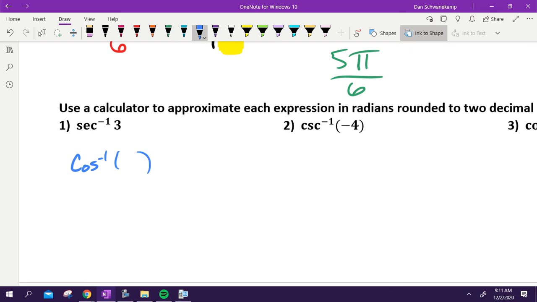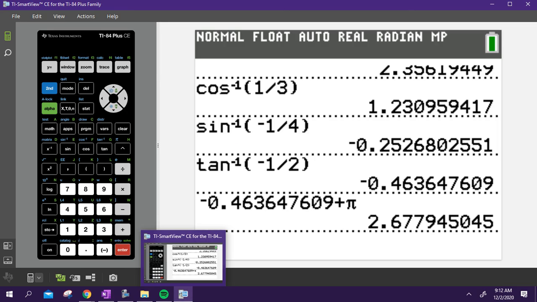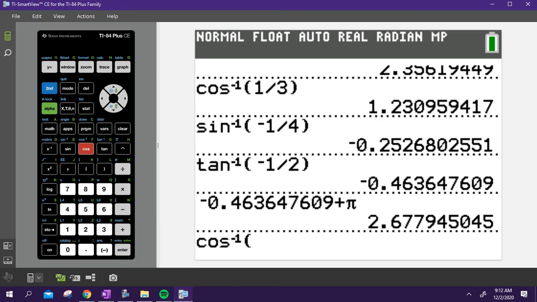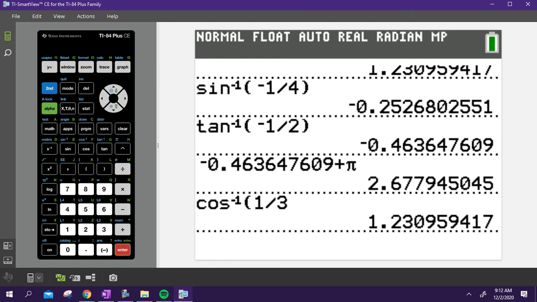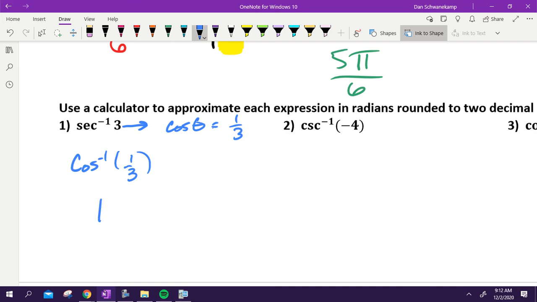But I don't want to do the inverse cosine of 3. I want to do 1/3, because think about what this question is really asking. Inverse secant of 3 is like saying the cosine of what angle is 1/3. That's what that's asking, because, oh yeah, the reciprocal. So I'm doing the inverse cosine of 1/3. In my calculator, I'm going to go second cosine 1/3, 1.23. It did say go to 2 decimals. Make sure you're in radians. I'm already in radians. Make sure you are. 1.23 is that answer.